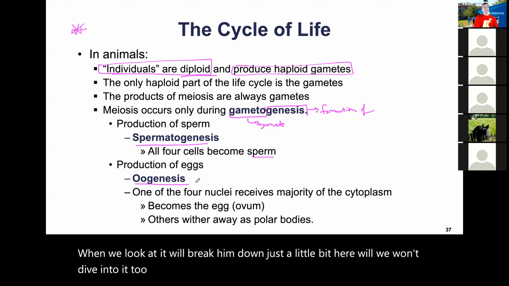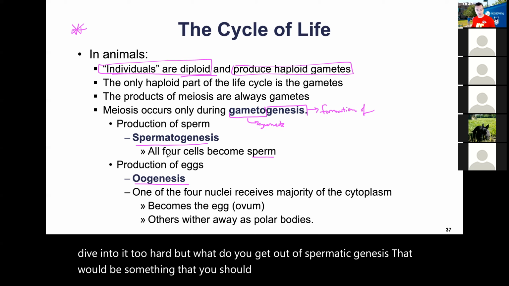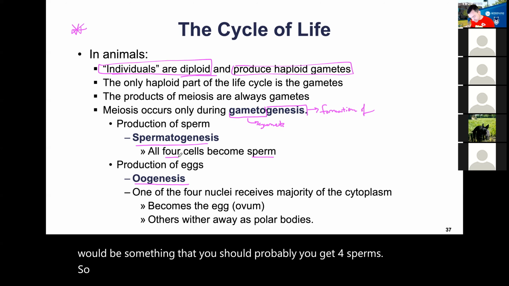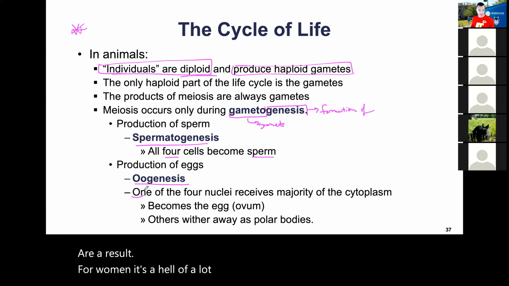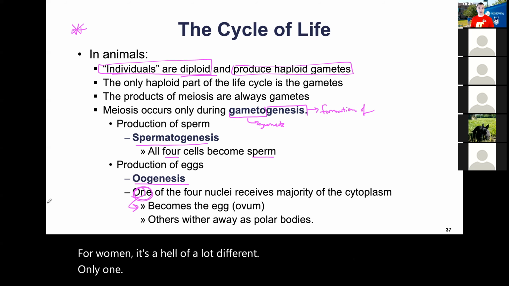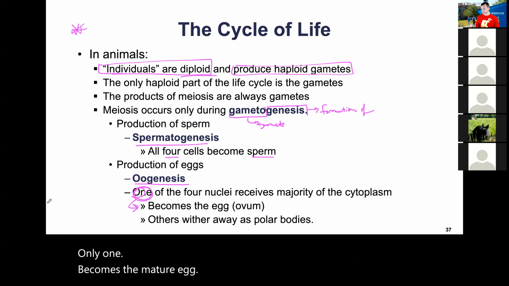But what do you get out of spermatogenesis? That would be something that you should probably know. Well, you get 4 sperm. So for every cell that enters into meiosis, 4 are a result. For women, it's a hell of a lot different, okay? Only 1 becomes the mature egg. The rest get dissolved, form what are called polar bodies.